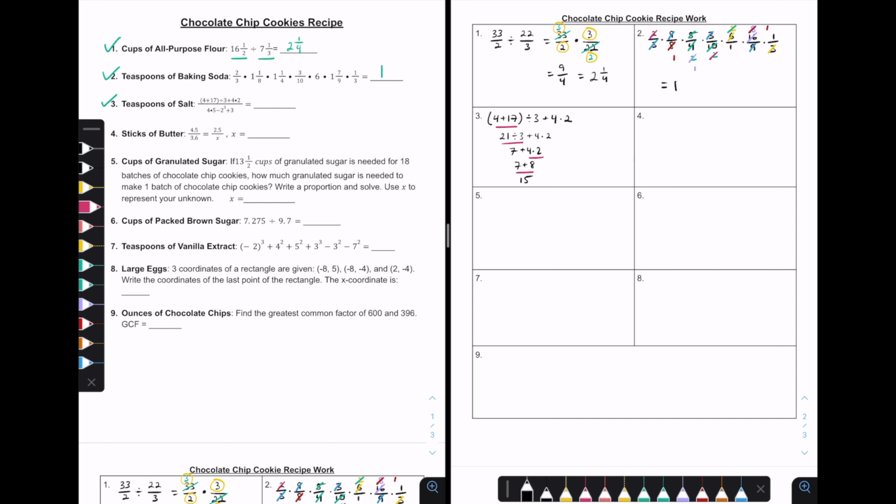For the denominator, it looks like we have 4 times 5 minus 2 cubed plus 3. I'm going to do the exponent first. So 2 times 2 is 4. 4 times 2 is 8.